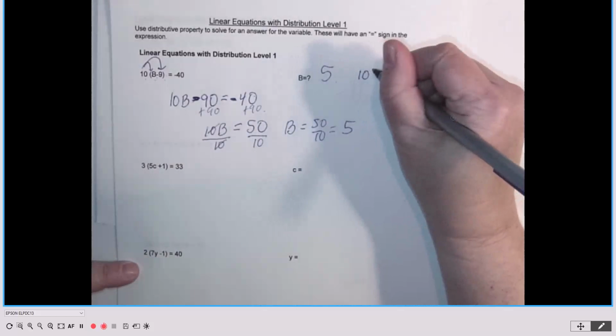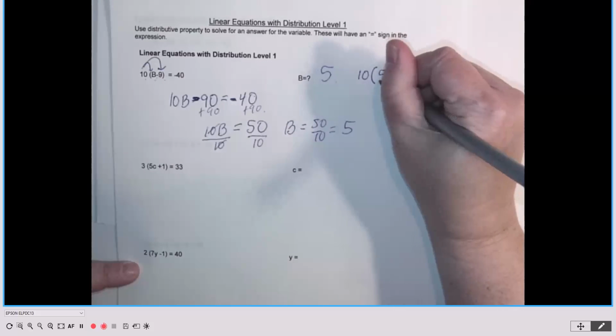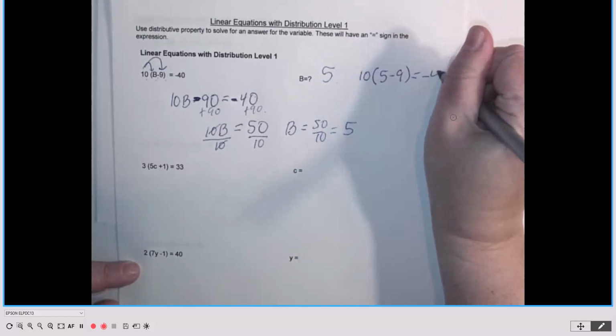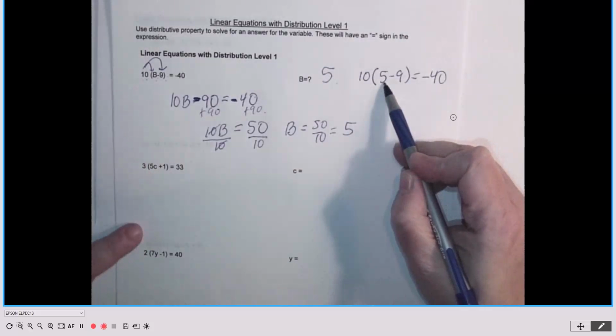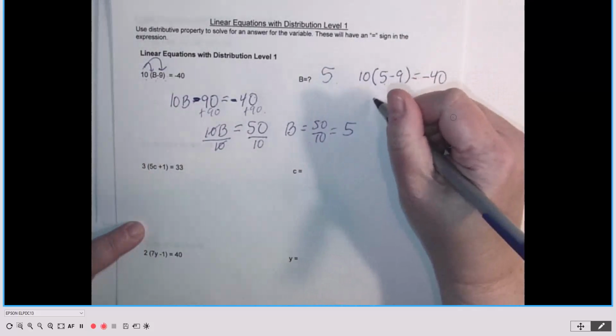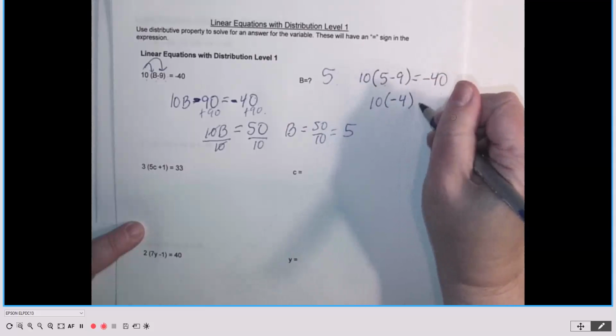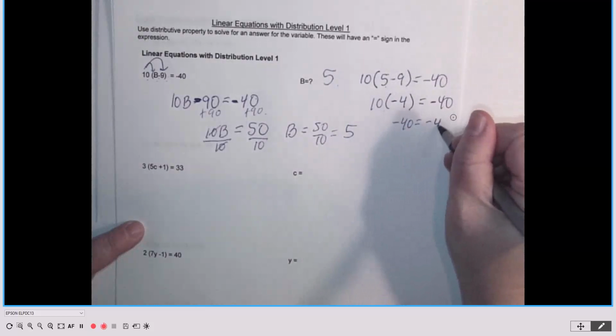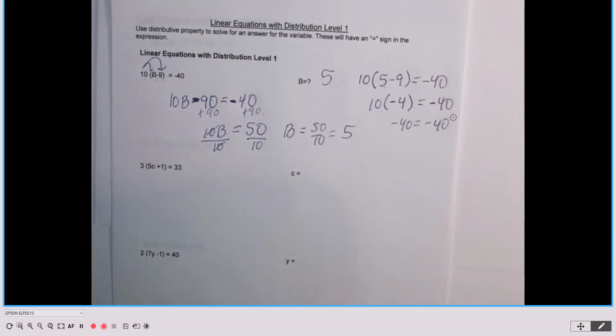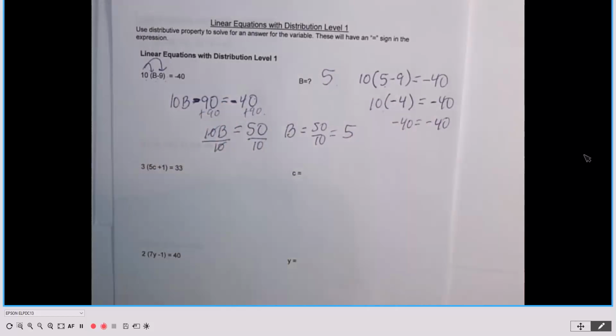One of the things that you could do in any of these, really, is to put this value back in to see if it's true. So I'm going to do the 10, and then I'm going to put the 5 where b lives, and write the equation, because that's what I'm saying b is equal to. It is equal to 5. You do your parentheses first, right? So 5 minus 9 is a negative 4. And so 10 times a negative 4 is a negative 40. And yes, it is true. So it's just one of the ways that you can check your work. Sub it back into the equation.